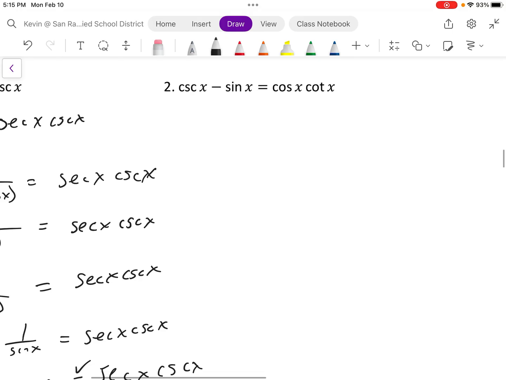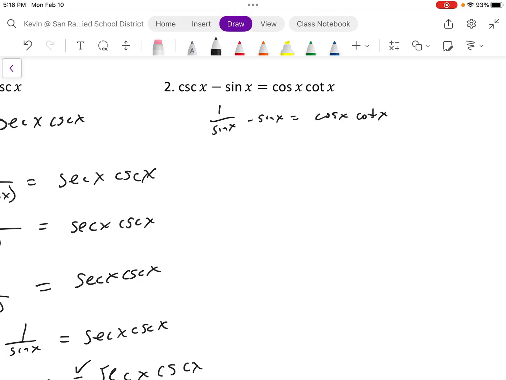Same thing here. Again, you can pick either side. We'll go with the left side. I don't know, just default to the left side. Cosecant would be 1 over sine x. So we're putting everything on the left side in terms of either sine or cosine: 1 over sine x minus sine x equals cosine x cotangent x.